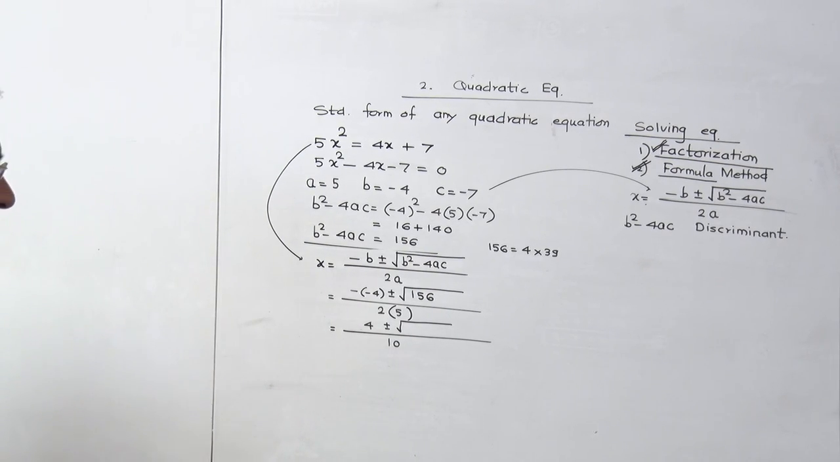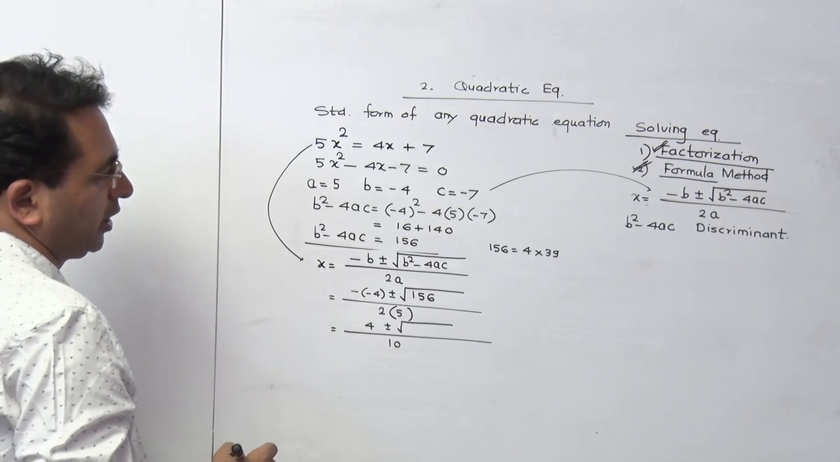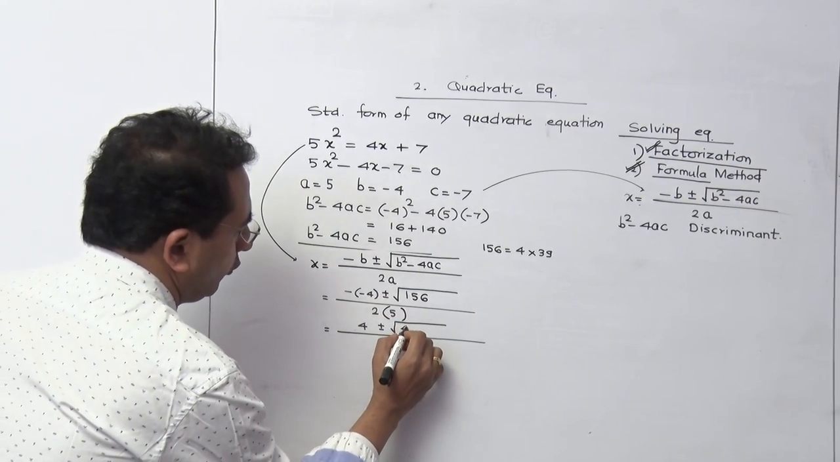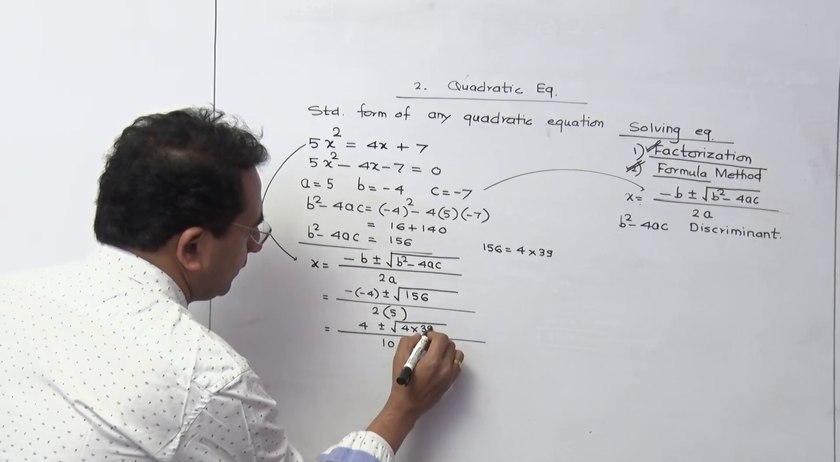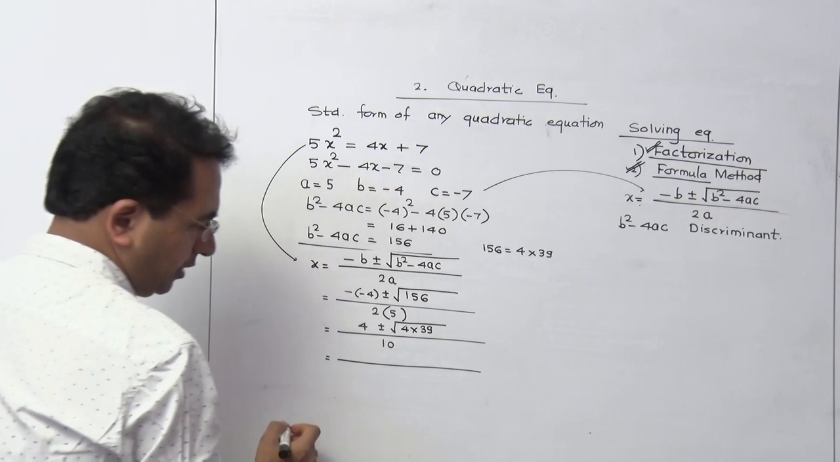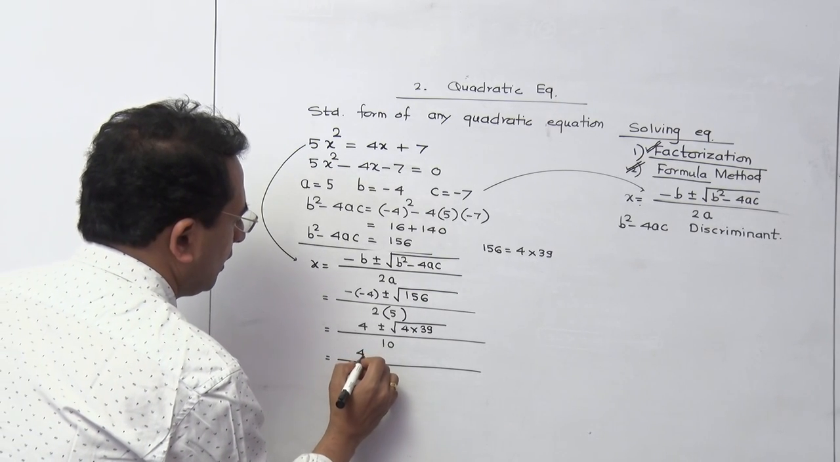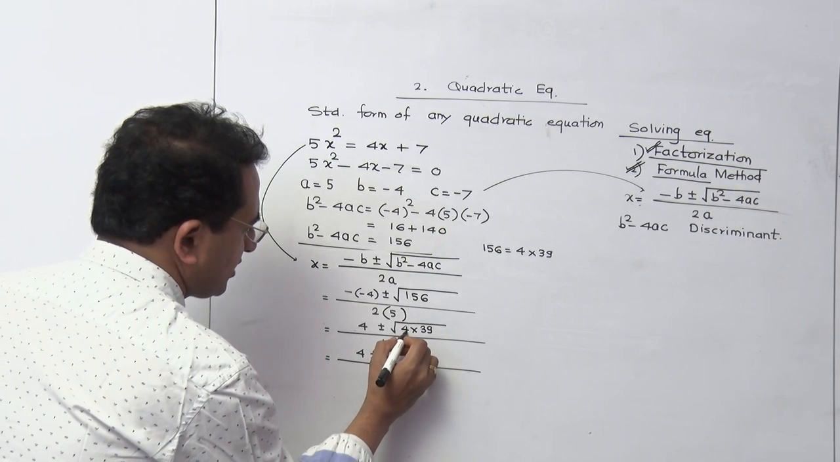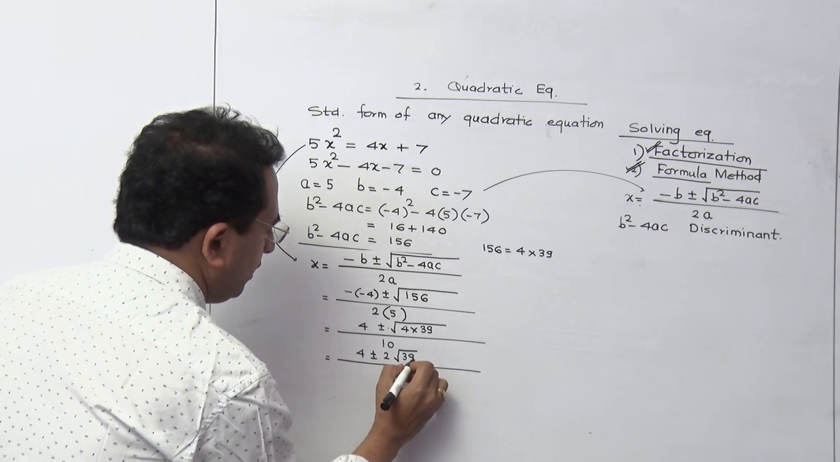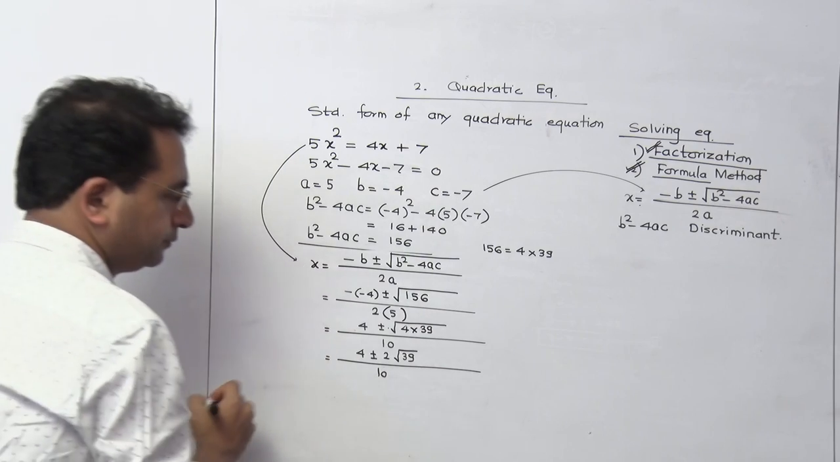Correct? 4 9s are 36. Carry over 3, 4 3s are 12. So 156, I can write 4 multiplied by 39. Now what will happen here? We can take 2 common, 4 plus or minus. Now it is taken out, so it is a square root, then root 39 upon 10.